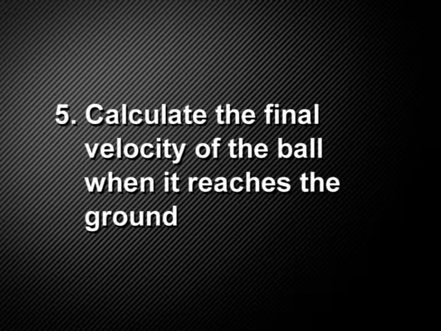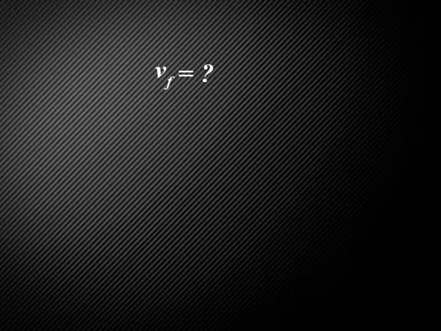Finally, question 5. Calculate the final velocity of the ball when it reaches the ground. There are several ways to calculate this final velocity. We're going to look at the one method in which we consider the entire motion from start to finish. A list of information looks like this. The final velocity is what we are looking for. The initial velocity is 1.96, calculated earlier.